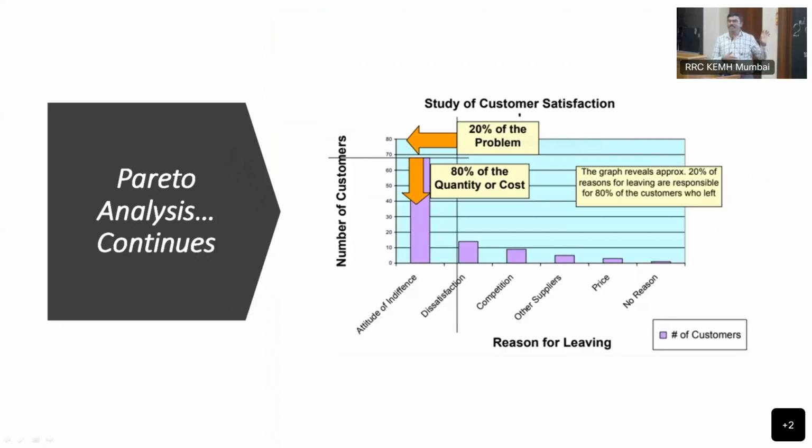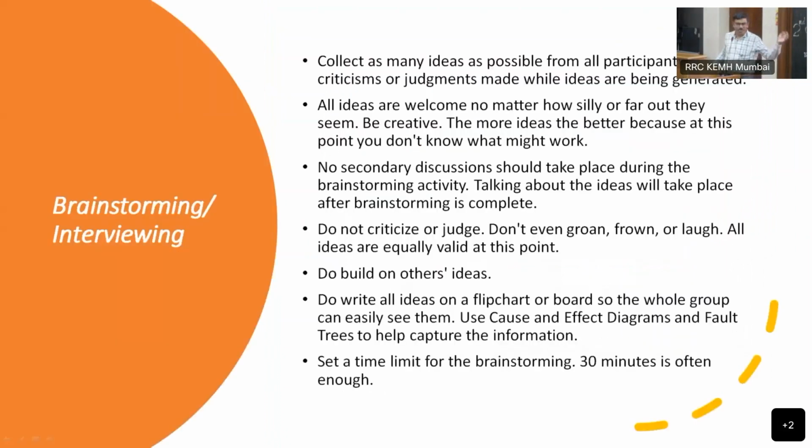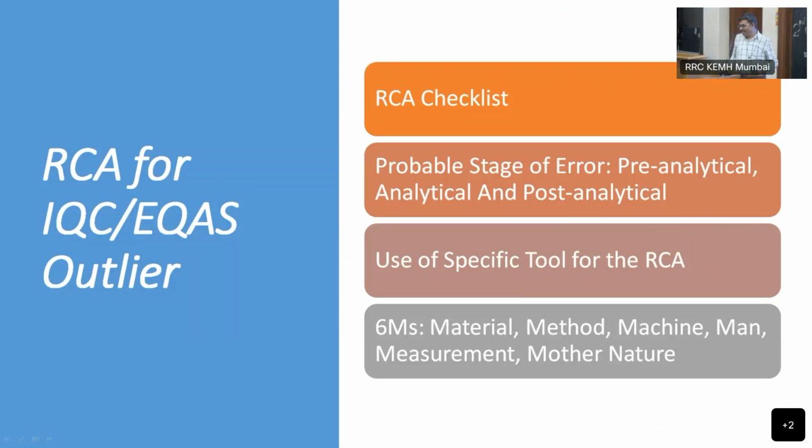So attitude or indifference, and dissatisfaction. You have to do correction in the first two, you will get 80% of that. Brainstorming I have already covered. Not to tell so much into IQC and EQAS. I'm telling you, put everything into 6M, you'll get the answer. But you should know the understanding of the system.